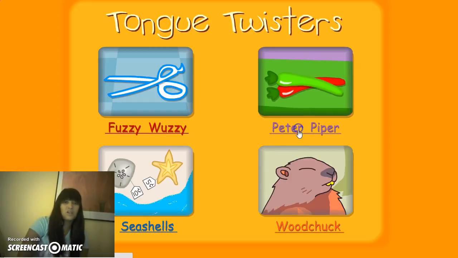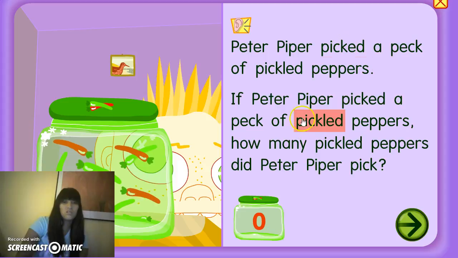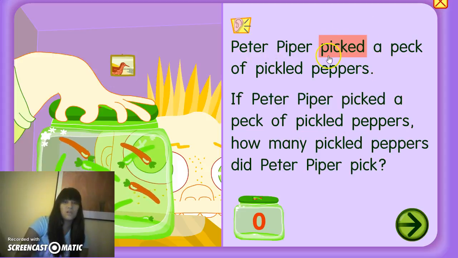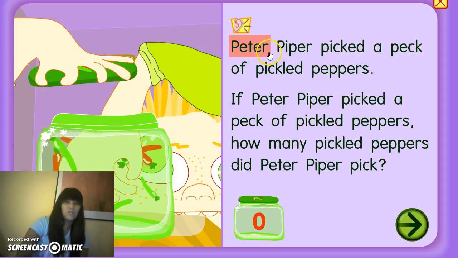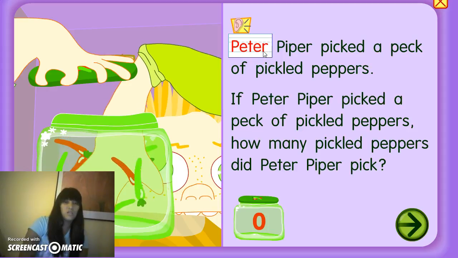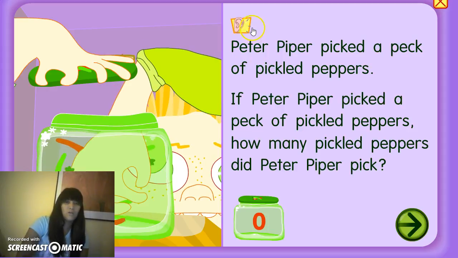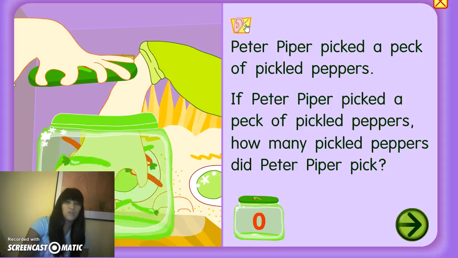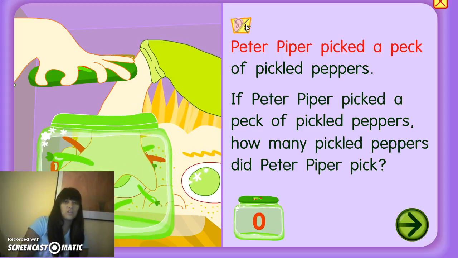Have kids pick tongue twisters and they can read them. If they have trouble reading them, they again can just click on it and it will sound it out for them. Or if they want to hear the whole thing once first, they can click on the ear and the ear will read it for them.